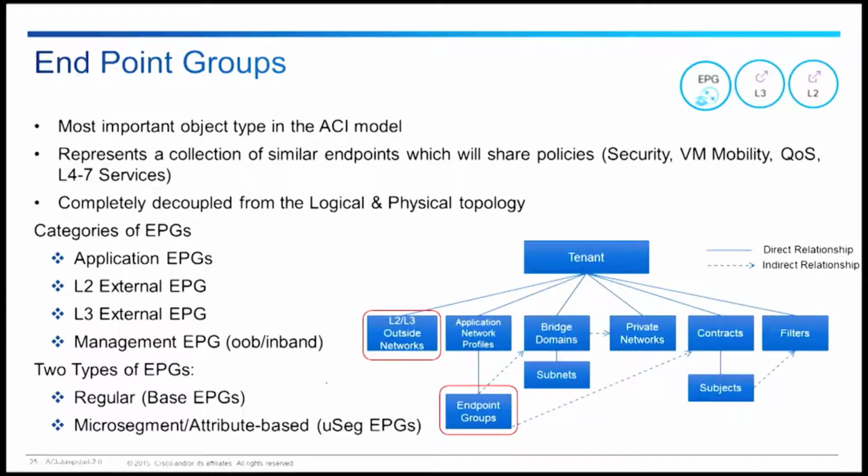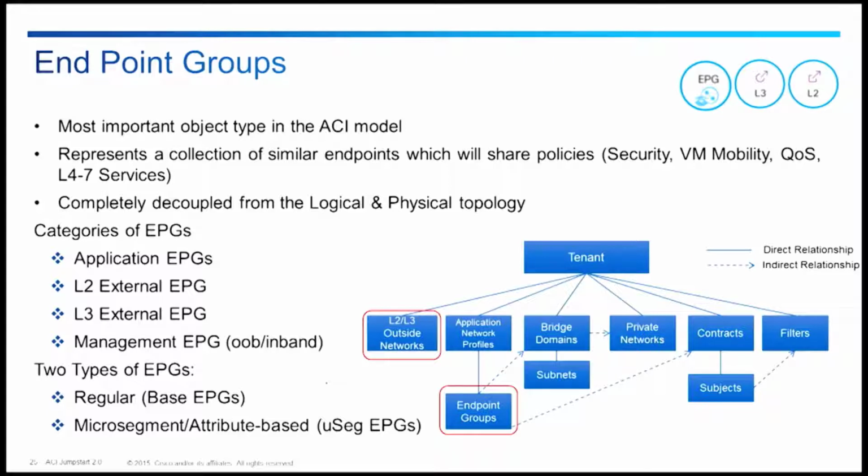Now, the very most important part, again, is our endpoint group. And this is where we apply policy. So if I want to restrict how 2 endpoints are going to communicate, they have to be in different endpoint groups. If I put them inside the same endpoint group, they can communicate freely and openly. We can't restrict it at that level.